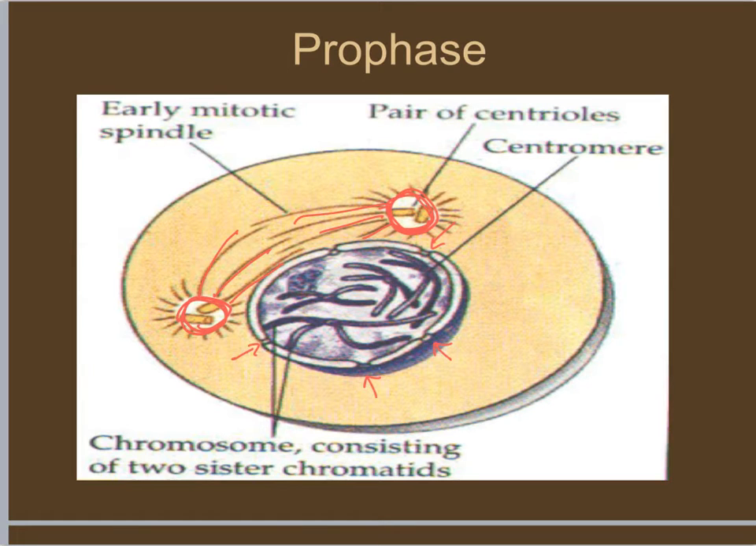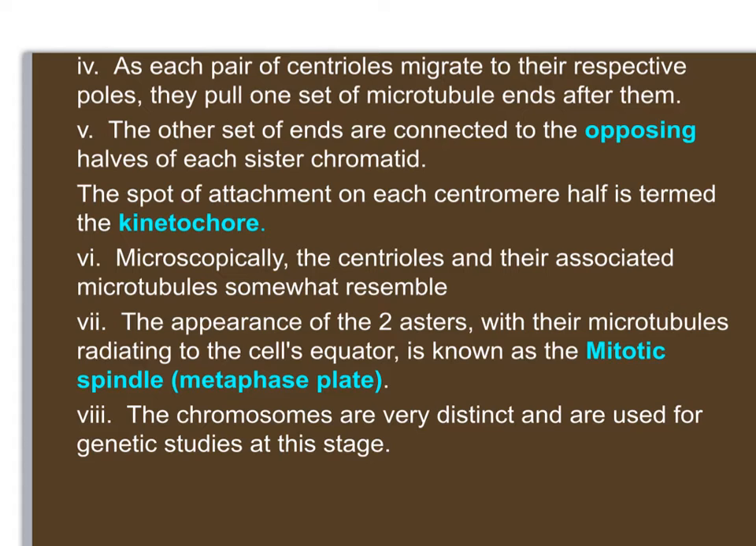But during prophase, do know chromatin becomes chromosomes. So again, as each pair of centrioles goes to the opposite side of the cell, they'll pull one set of those microtubules, or one set of the spindle fibers, and then the other set is going to connect to the chromosome, the half of the sister chromatid. Where that spindle fiber attaches onto the chromosome, onto the centromere, is called the kinetochore.